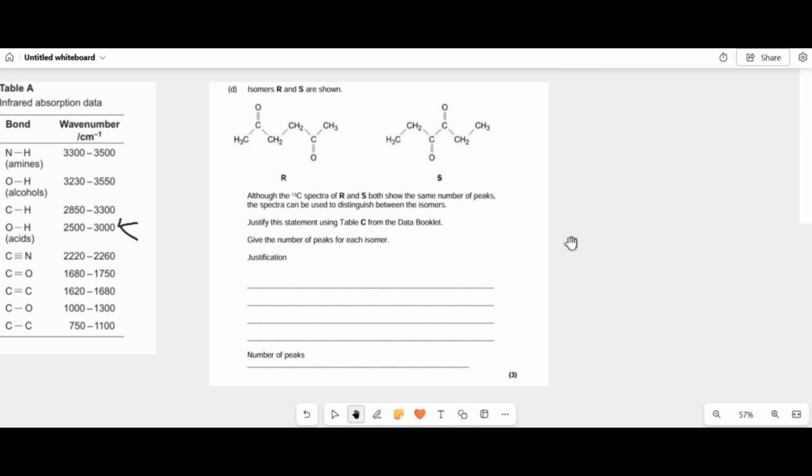D, yeah? Isomers R and S are shown. Although the C13 spectra of R and S both show the same number of peaks, the spectra can be used to distinguish between the isomers. Give the number of peaks for each isomer, yeah?